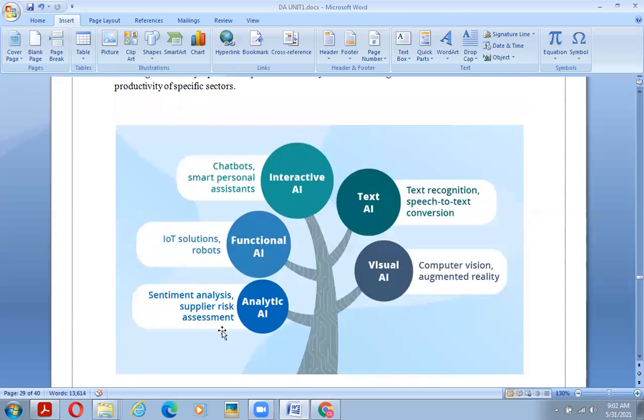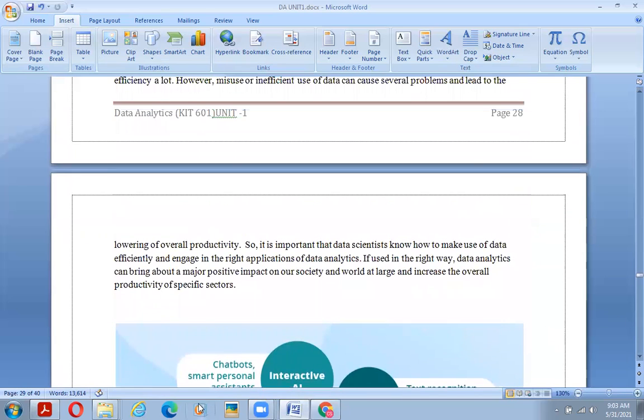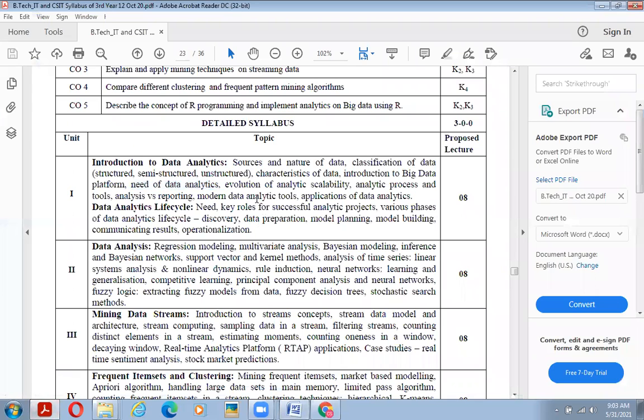For understanding basics, history is giving us an idea. It's the part of AI which helps us to understand sentiment analysis and supplier risk assessment. In functioning AI, we have IT solutions and robots. In interactive AI, we have chatbots and smart personal assistants. In text AI, we have speech to text. In visual AI, we have computer vision and augmented reality. This is where the need for data analytics and analysis of data comes in.